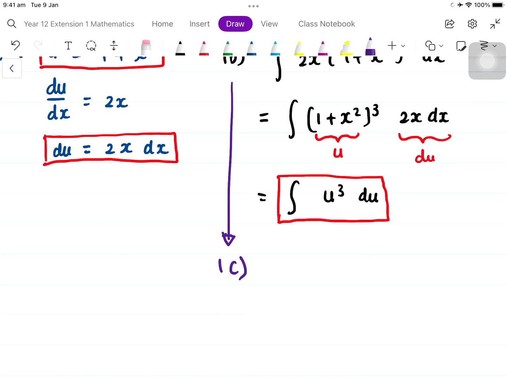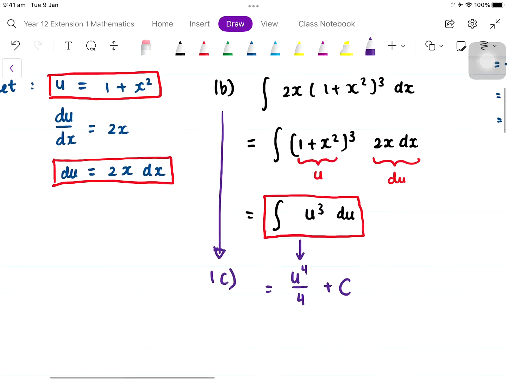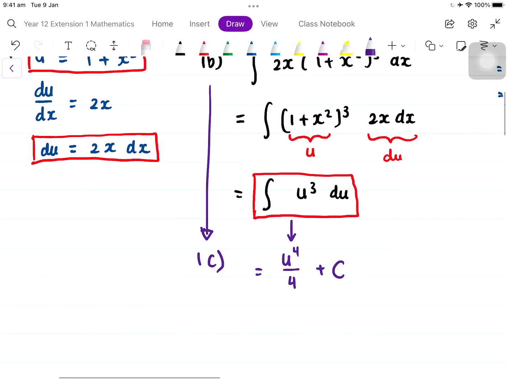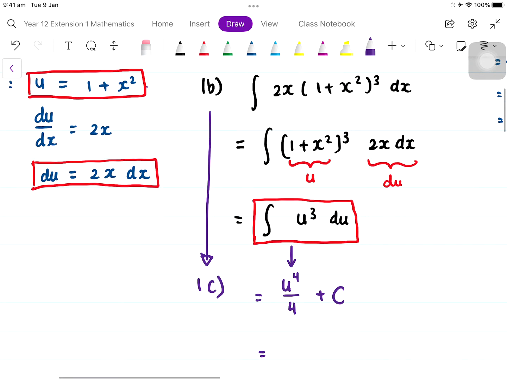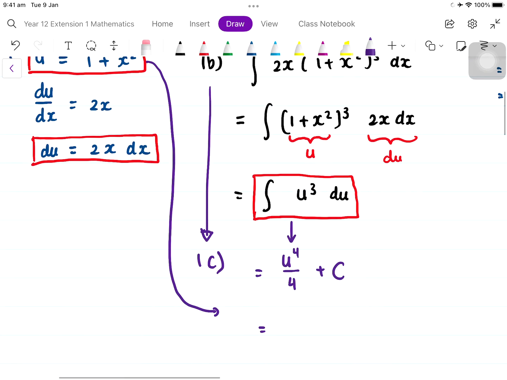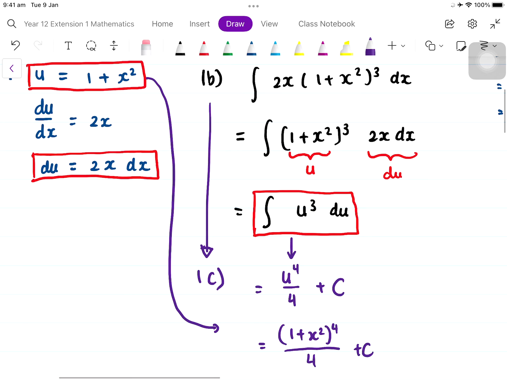So here, if I integrate that, that will be u to the power of 4, divided by the new power, and then plus c. Okay? This is just coming from there. So I integrate that, and then substitute u back into the equation. Here, substitute this. And then I end up getting (1 + x²) raised to the power of 4 divided by 4, plus c. So that will be the primitive of that function.